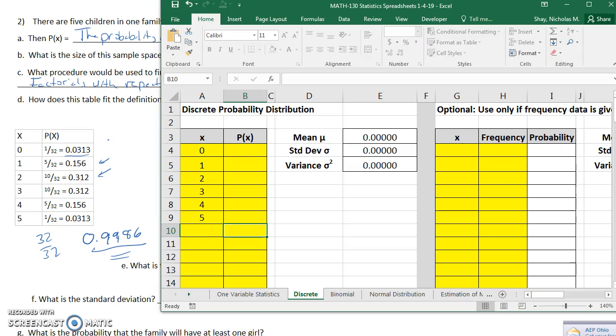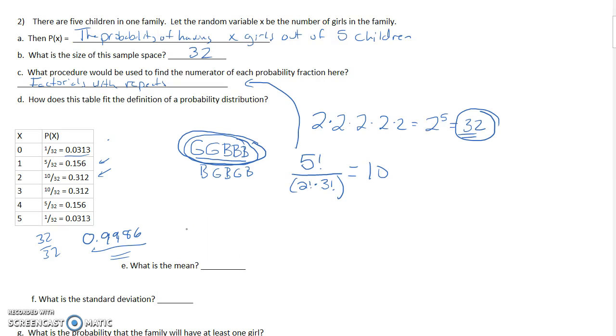And then on the right-hand side, we are going to type in these. I'm going to do 1 divided by 32. Notice you can actually put fractions into the Excel worksheet, and when you hit enter, it converts it into a fraction for us. 5 out of 32, 10 out of 32, 10 out of 32, and then 5 out of 32, and then 1 out of 32. And it tells us that the mean is 2.5 and the standard deviation is 1.12. So the mean is 2.5 and the standard deviation is 1.12.